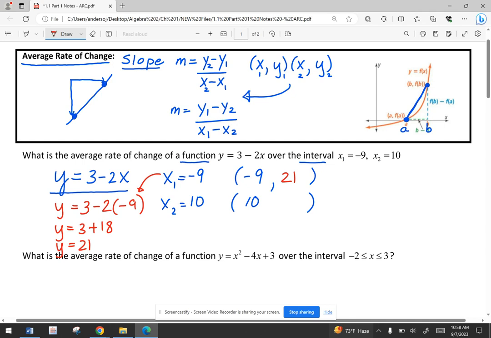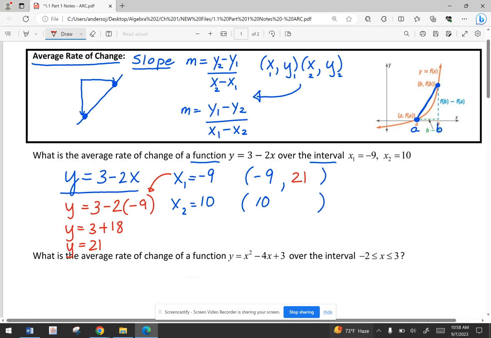I'm going to do the same thing for the next one. So I'm going to go here and I'm going to take that value, and instead of putting in a -9, I'm going to put in a 10. So I'm going to have a 10 here, and I'm going to have 3 minus 2 times 10. So that's going to be 3 minus 20, which is going to give me -17.